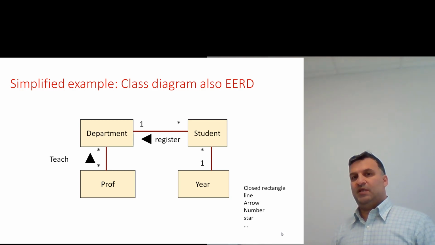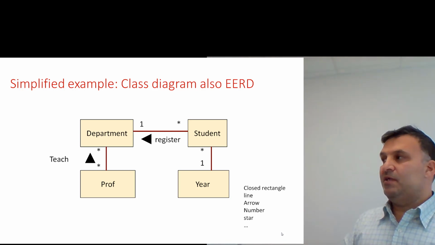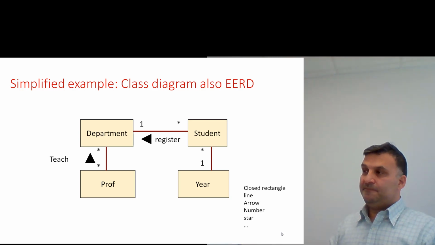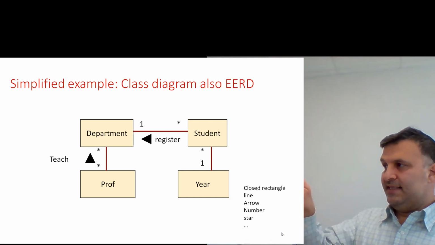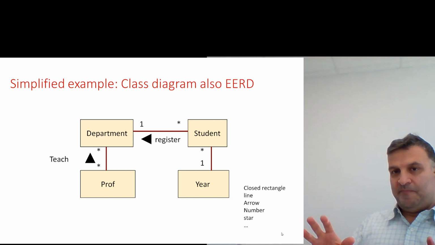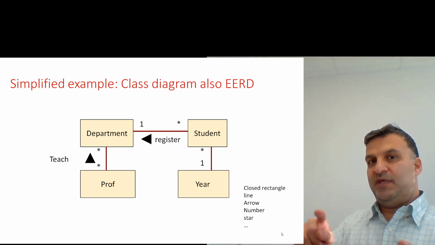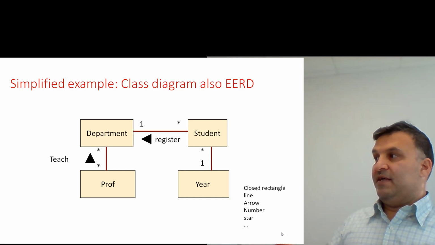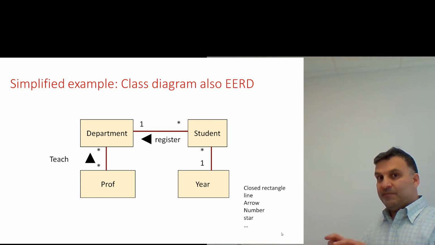A very famous diagram is the class diagram. There is a similar diagram that we call EERD, Enhanced Entity Relationship Diagram. We can see here a closed rectangle. We can see lines, some arrows also. We can see numbers. We can see a star. Here, in contrast to DFD, we can see the components and the interaction, the relationship between the components. For example, in the school, we have a department, we have student, we have year, we have professor.